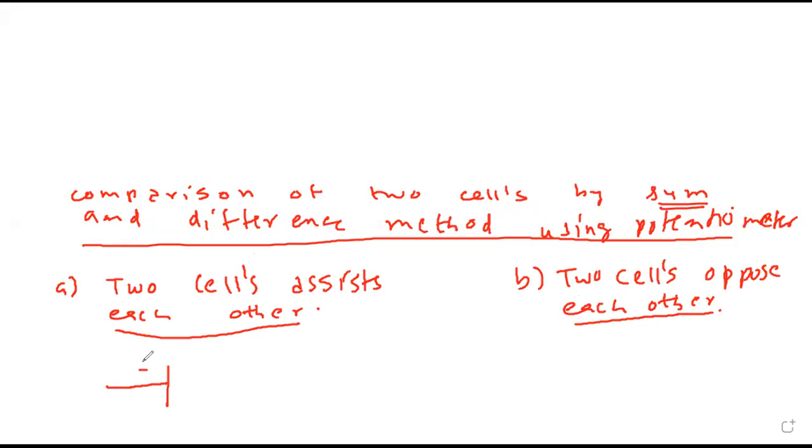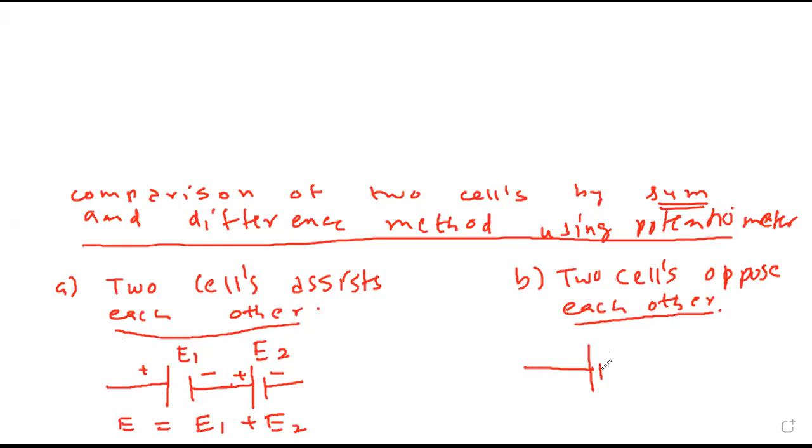Suppose this is the positive terminal, negative terminal, a cell of EMF E1. Current flows from positive to negative, so I can say current will go in the left side. The second battery is also connected in such a way that current goes in the left side. That means current from the two batteries will add, hence EMF will be addition. So when negative terminal is connected to positive terminal, we say two cells assist each other and resultant EMF will be E1 plus E2.